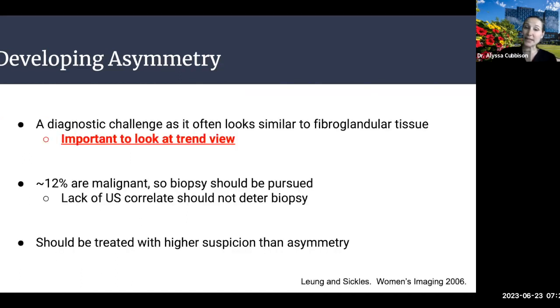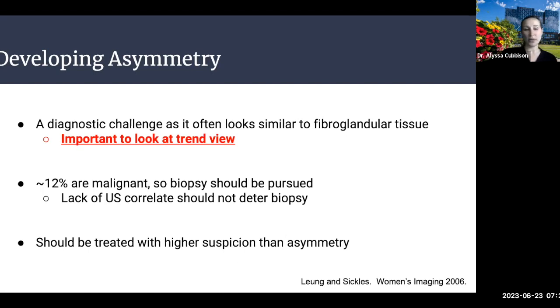It can be a diagnostic challenge, but it's one example of why we emphasize looking at the trend views. That's something we will always advocate for. It allows us to really see the progression nicely. In one study I saw by Lung and Sickles, 12% of these were found to be malignant. So certainly, a biopsy is definitely warranted in these instances.